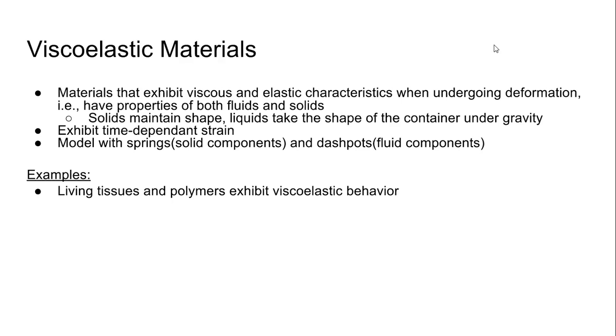And so they tend to have these viscous and elastic behaviors when they undergo deformation, and these properties are a combination of fluid-like and solid-like properties. These materials also exhibit time-dependent strain. Some common examples of viscoelastic materials include living tissues in the body, as well as certain polymers that can be constructed to exhibit viscoelastic behavior.